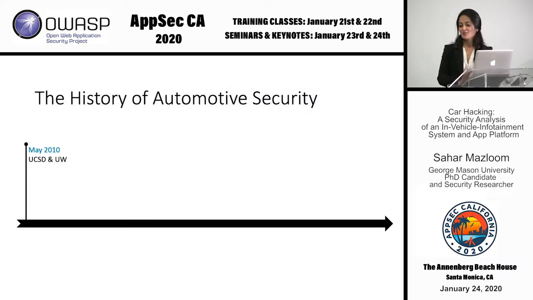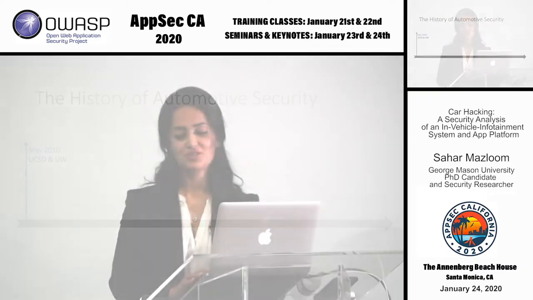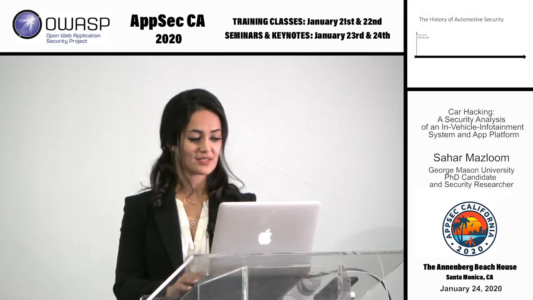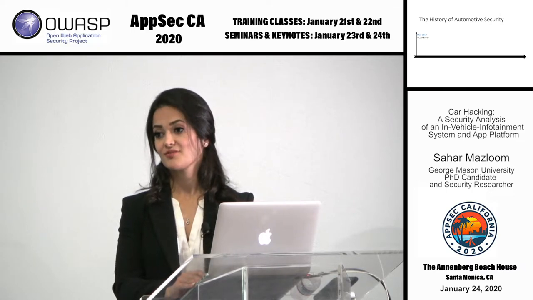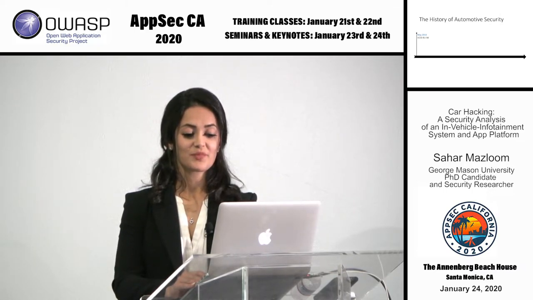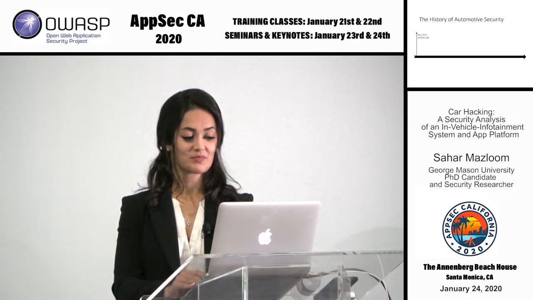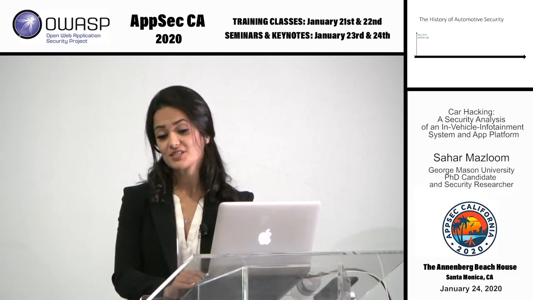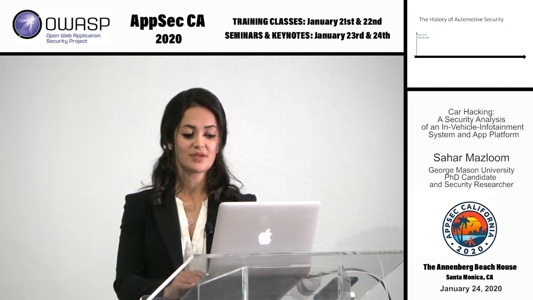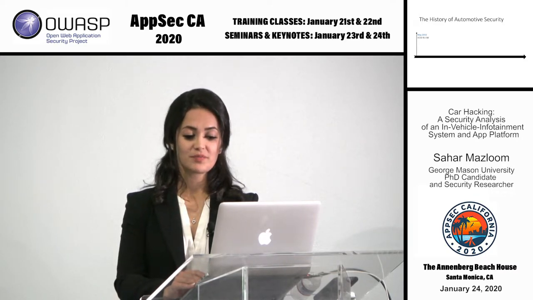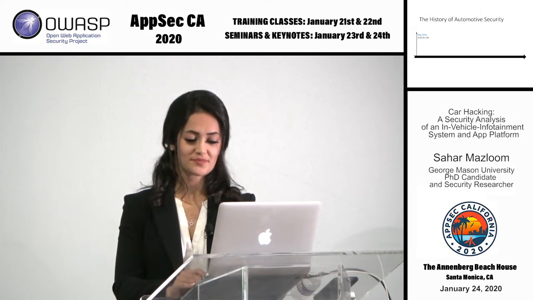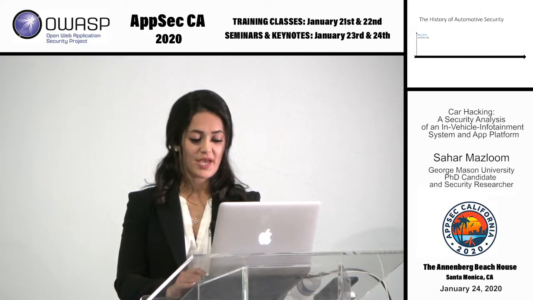So back in 2010, a group of researchers from UC San Diego and University of Washington conducted the very first comprehensive research on car hacking. They demonstrated the ability of adversarially controlling a wide range of functionalities, from disabling the brakes, disabling the airbag, or maybe changing the steering wheel, and starting and stopping the engine, and so on.